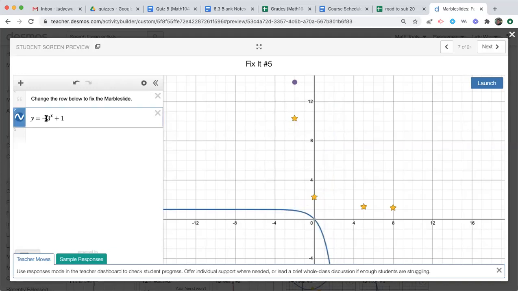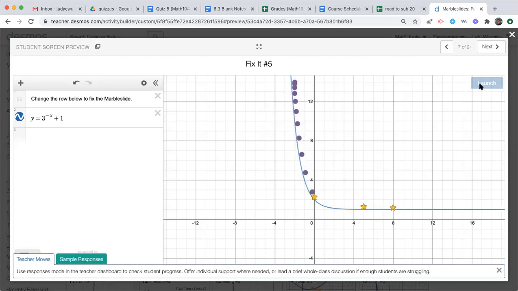So I think we're on the right path in terms of a reflection, but we gotta reflect the other way. We gotta reflect over the y-axis, right? So let's make this be negative, just like Christina said. Bingo, that's so perfect. Every single star gets matched right on there. Yay!